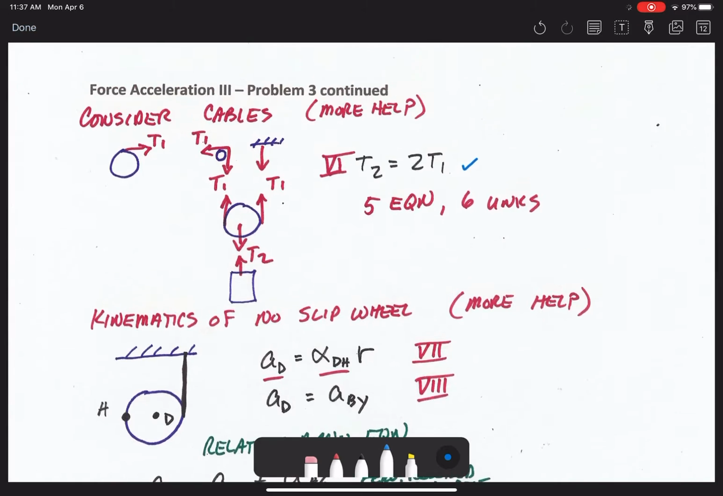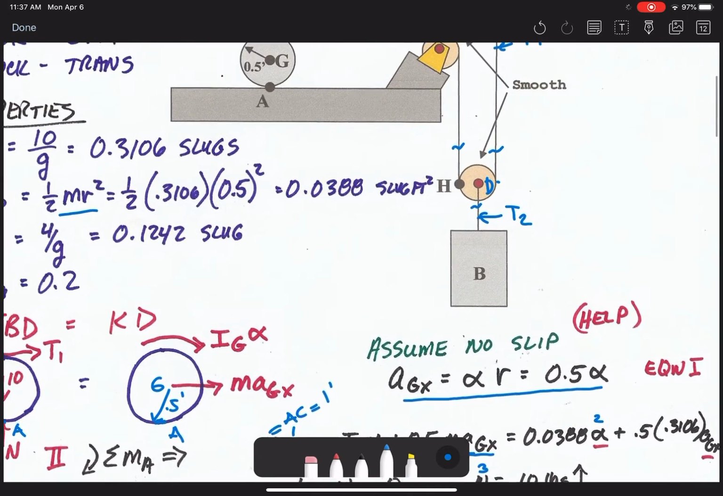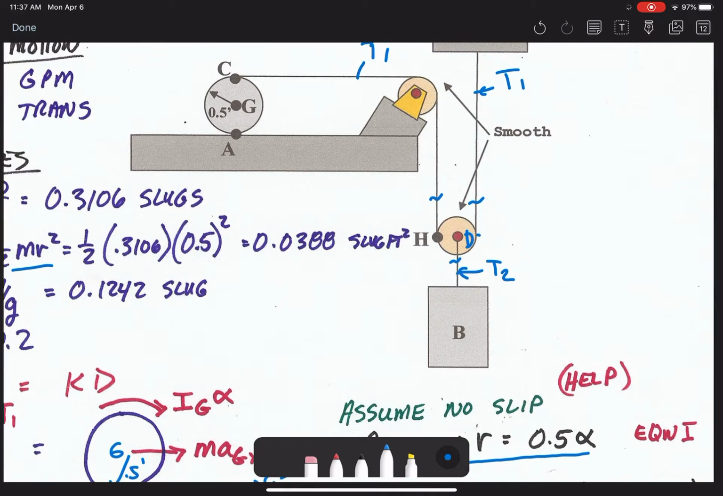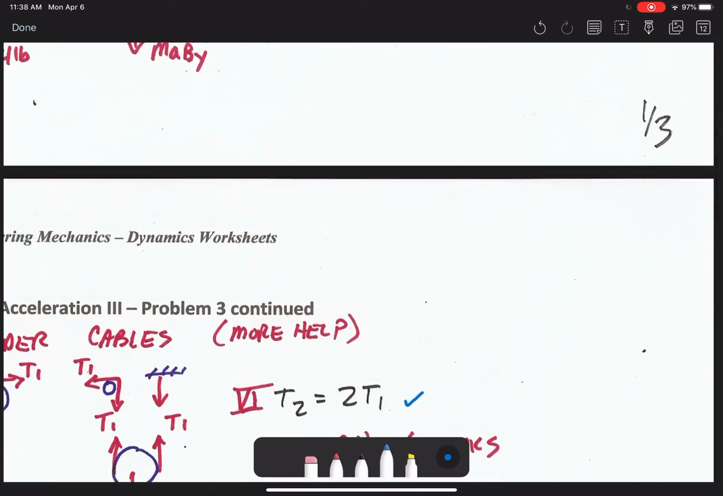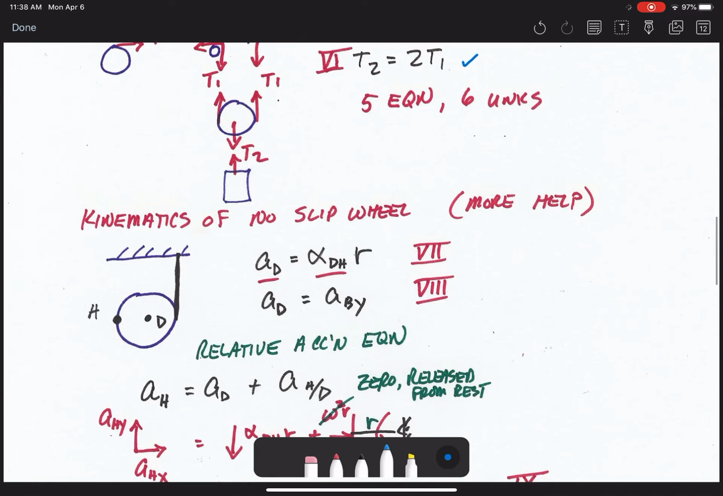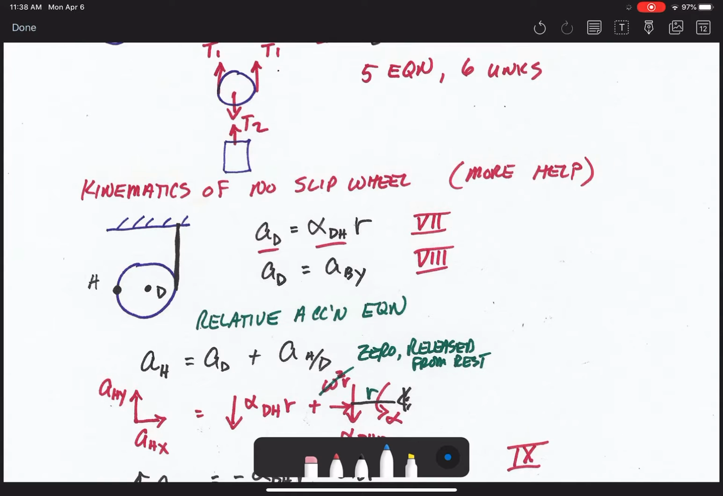The first kinematic relationship is about pulley D. In this case, there is no slip on the point opposite of H. So we draw pulley D, and as you can see, the point H. Because there is no slip on this point, we have AD at the center of that pulley equal to alpha, the angular acceleration of that pulley, times the radius of that pulley.